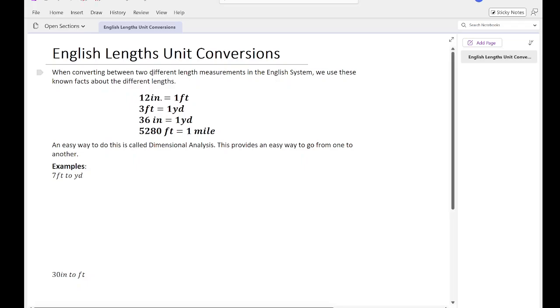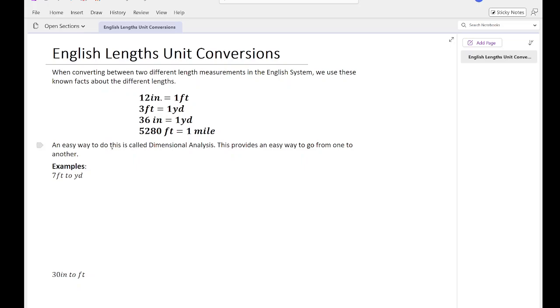When converting between two different length measurements in the English system, we use these known facts about the different lengths. 12 inches is equal to a foot, 3 feet is equal to a yard, 36 inches is equal to a yard, 5,280 feet is equal to a mile. So some of those are just easy and obvious, and others maybe just a reminder is what's needed.